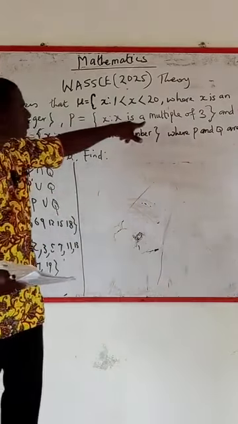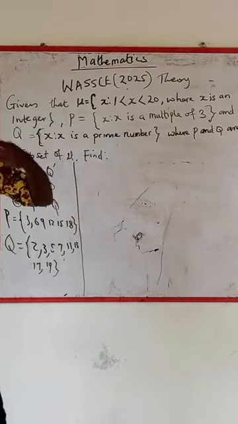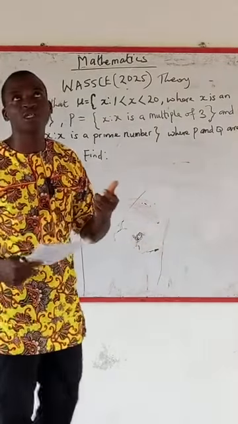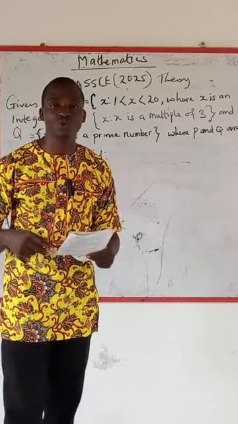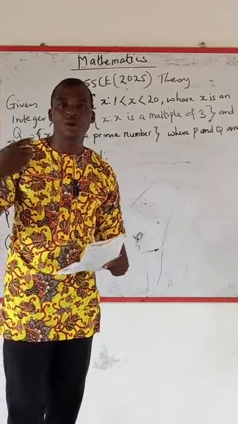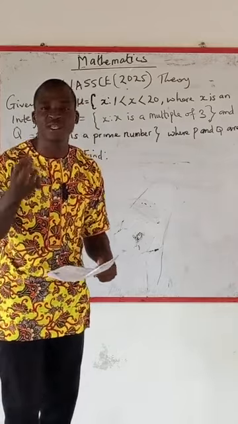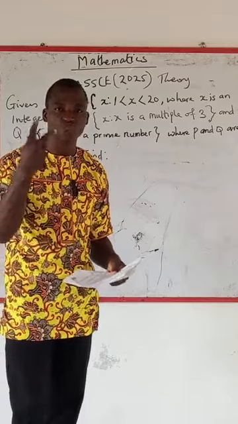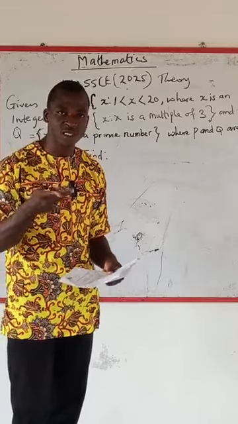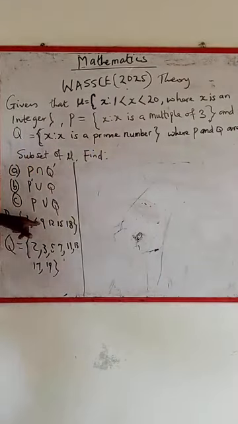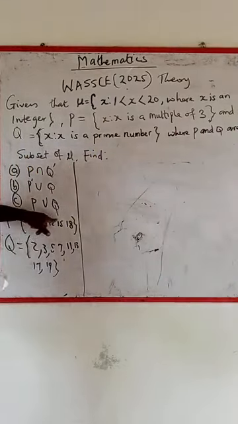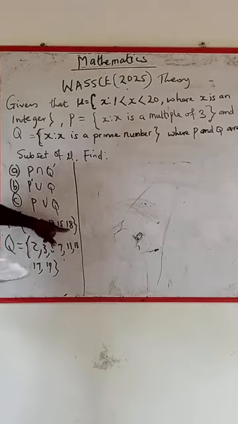Here, P is a multiple of 3. If you have checked my multiplication video, you will see that I taught you multiplication through multiples. Multiples of 3 are 3, 6, 9, 12, 15, 18. So you can see it falls within that range. If you add 3 consecutively, you are going to get the multiples of 3.